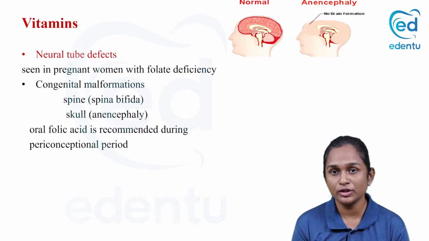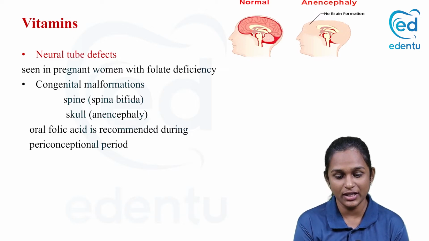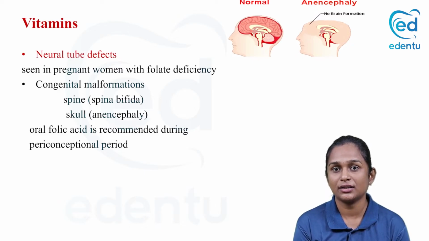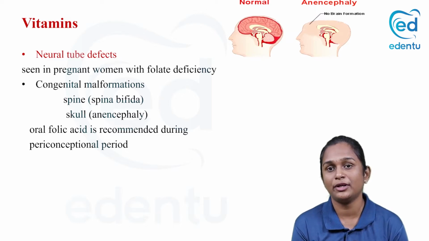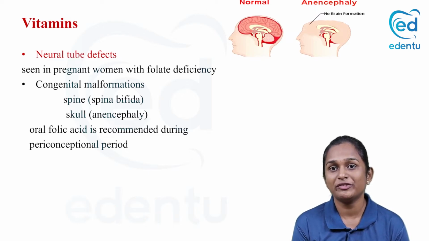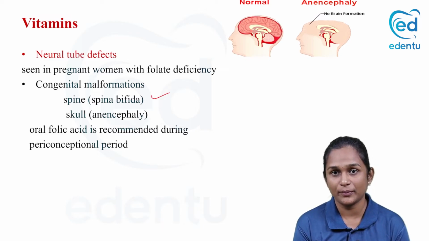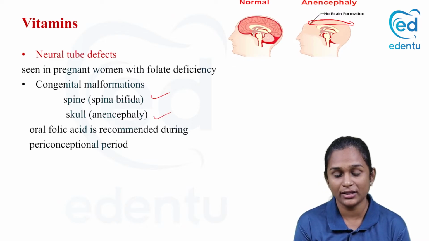What are the other defects when this vitamin is deficient? It results in neural tube defects. When this vitamin is not taken in the diet adequately, it results in neural tube defects. It happens when the woman is not taking the folic acid supplement during pregnancy. The baby will be born with congenital anomalies like spina bifida and anencephaly. In anencephaly, the skull bone will not be there at all.